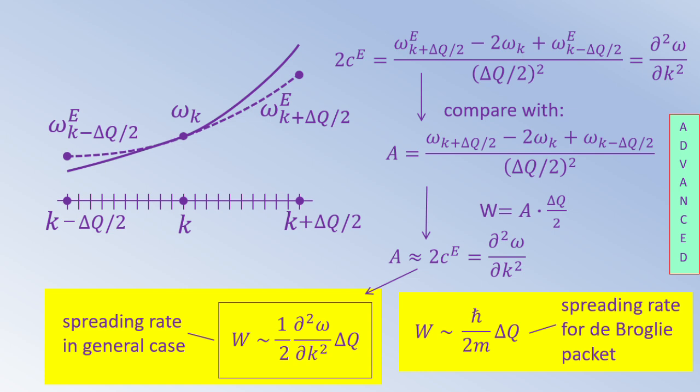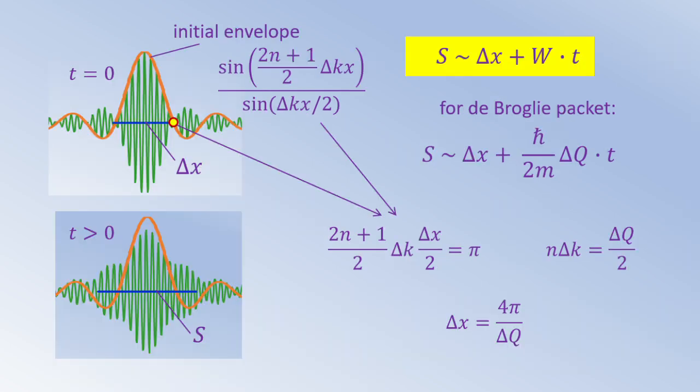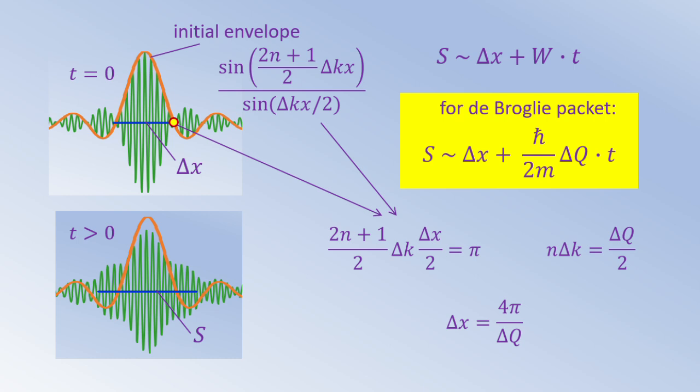Now we are done with advanced materials and can continue moving forward with more simple basic concepts. In order to check the validity of our formulas, we will monitor the change in the width of the packet over time. We will denote this time-varying packet width as S. It is reasonable to assume that the right and left wings of the packet remain approximately unchanged, and only the middle part of the packet broadens apart from 0 to Wt. If the initial width is delta x, then after time t, the width s will be about delta x plus Wt. For the de Broglie waves, s is about delta x plus h bar delta q over 2m multiplied by time t.